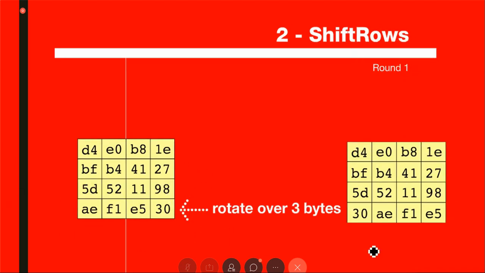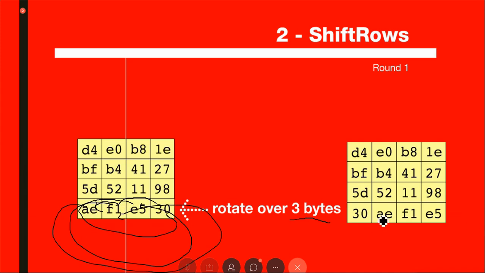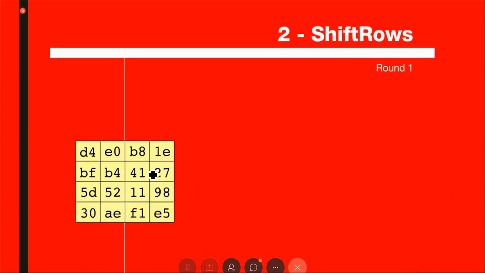And the fourth row will have a 3 byte change. A 3 byte change means 30 came here, 1 2 3 came here, E5 went there, 1 2 3 came here, F1 rotated and went there, and AE rotated and came here, right? So a 3 byte left circular shift happened. So first substitution by bytes was done, then shift rows was done, right? Now the output we get after shift rows goes into the next operation.